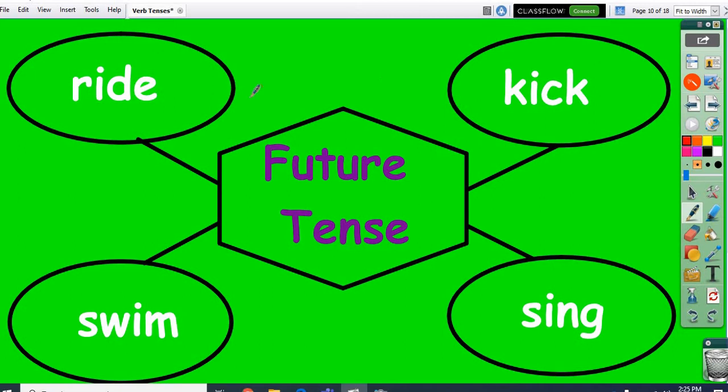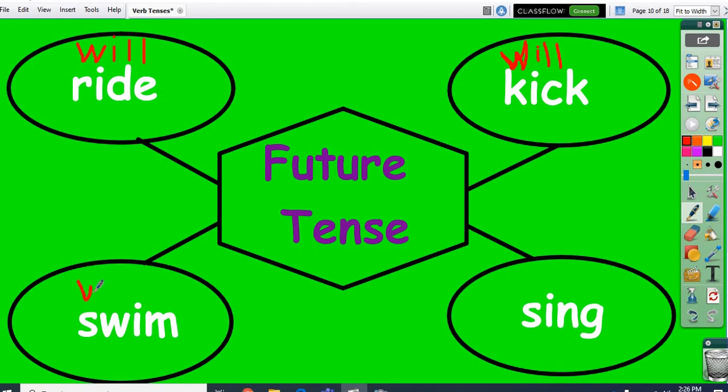Yeah, we have to add the word will. So, I will ride my bike when it quits raining. You just have to put will in front of it and make will ride. I will kick the soccer ball if it comes my way. If I'm playing soccer outside, I will kick it, but I can't do it until it comes to me. So I will do it. I haven't done it yet, but I will. That's in the future. It means it hasn't happened yet.